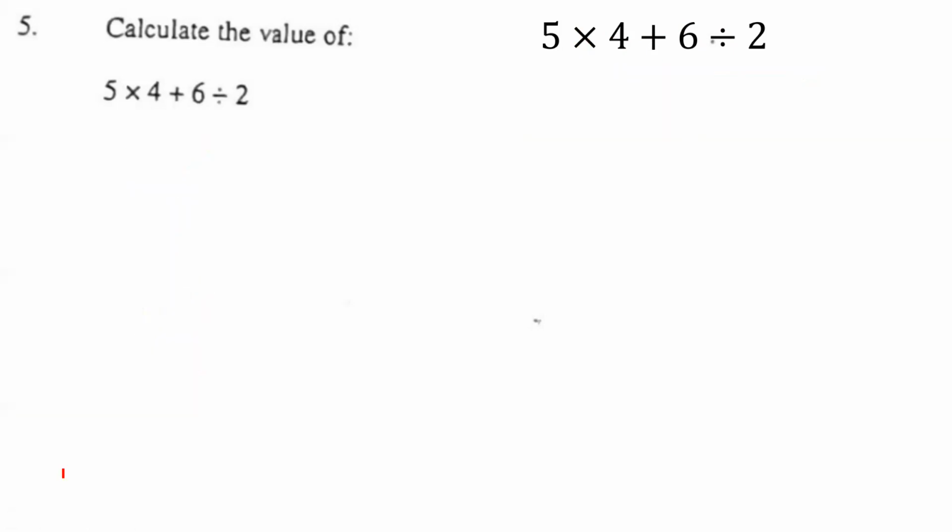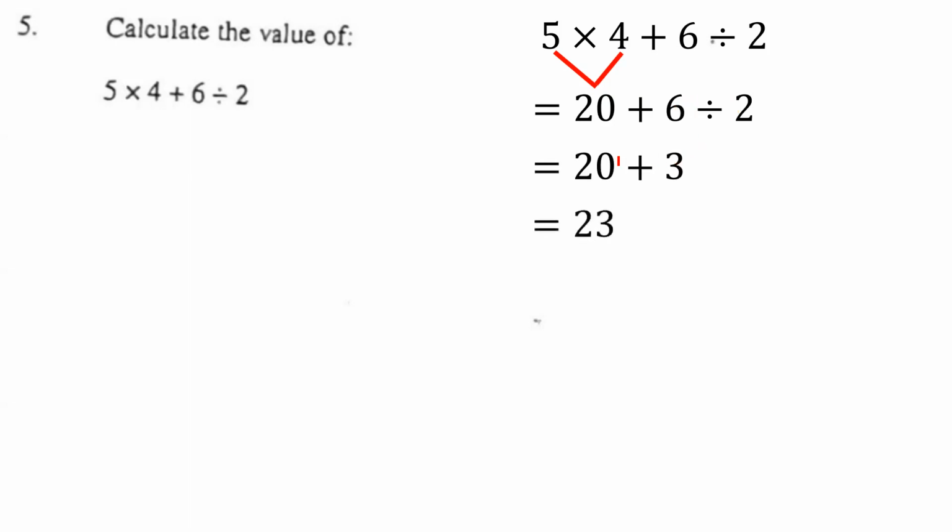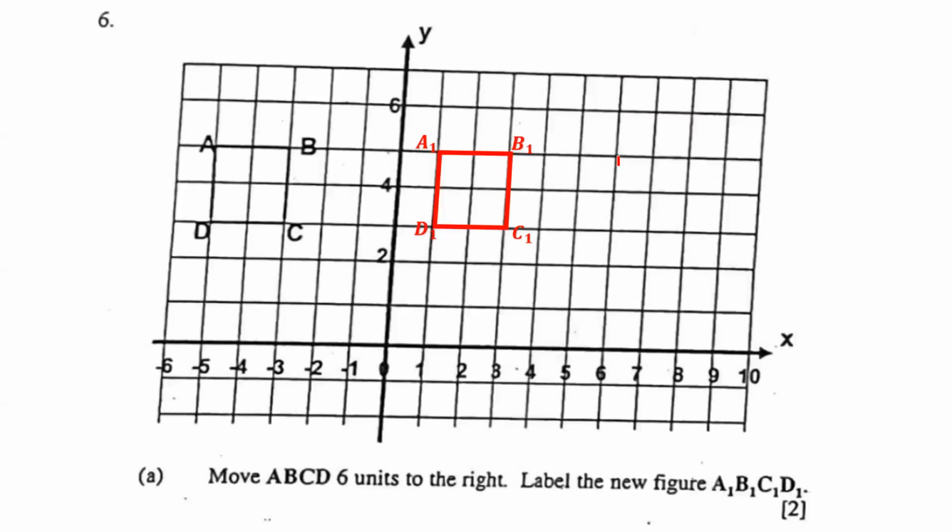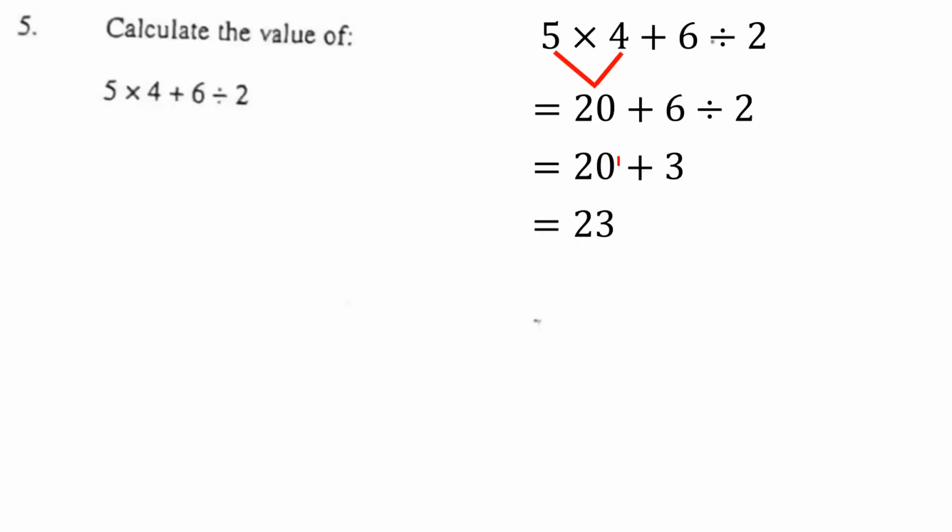So let's move on to answering the question. We have 5 times 4. Well, 5 times 4 is definitely 20. And we have 20 plus 6 divided by 2. We always divide before we add. So it's going to be 6 divided by 2, which is 3. And 20 plus 3 is definitely 23. And so the answer for this question is 23.